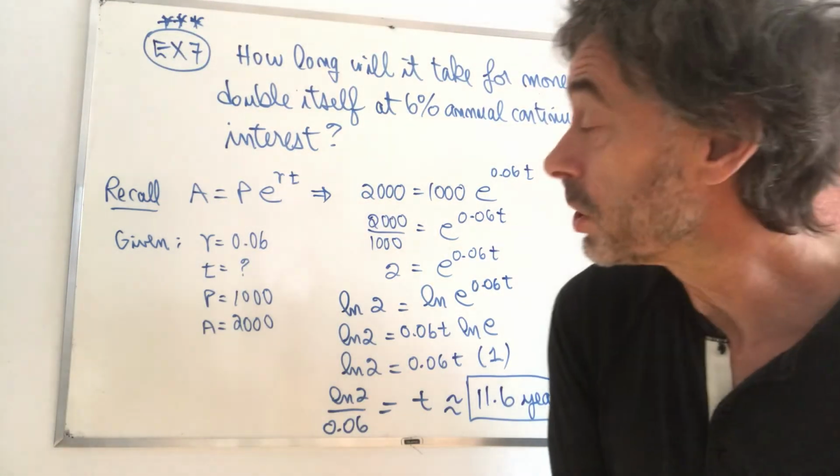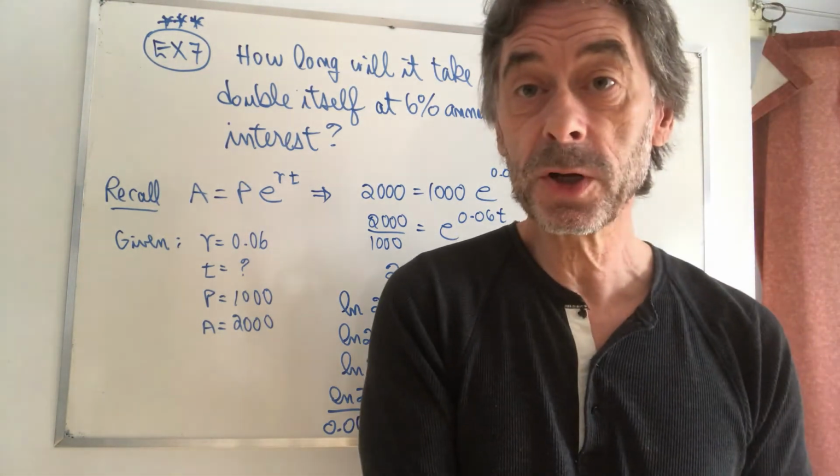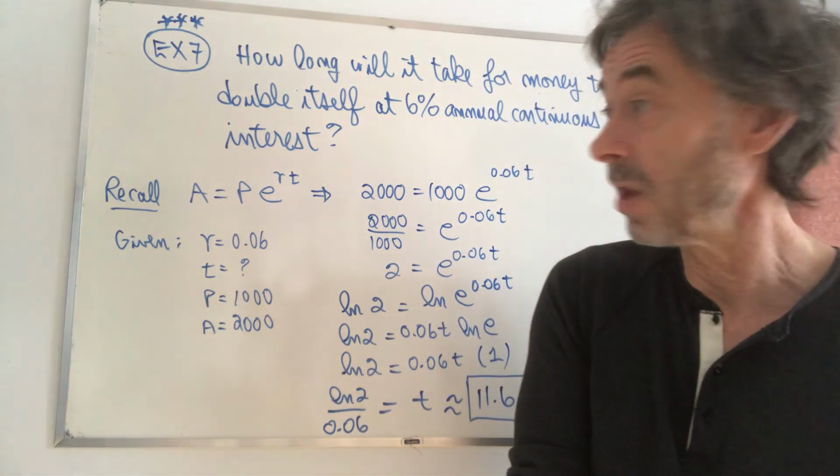So this is how long money would take to double itself at 6%. Good. That was the last example on this chapter, and that is the last example of the last video of this course.